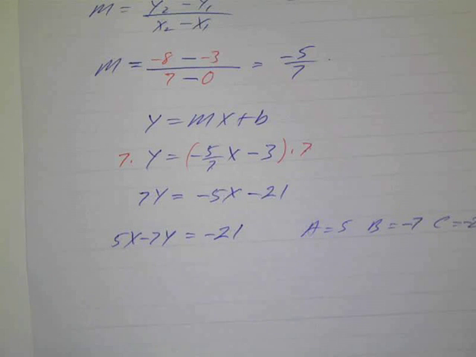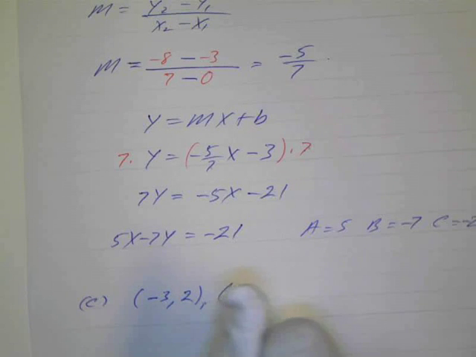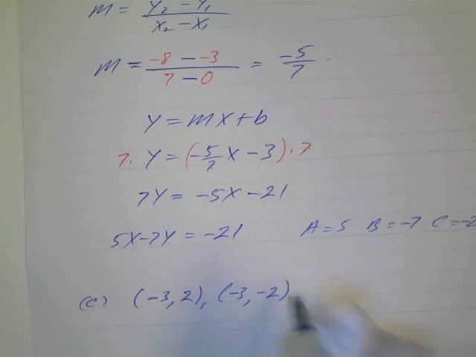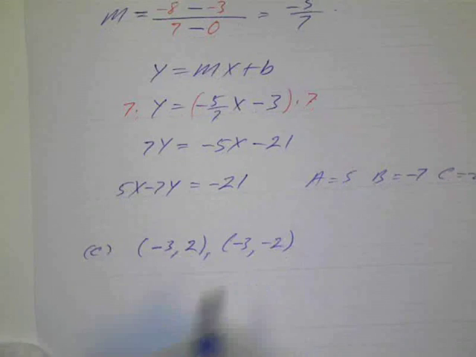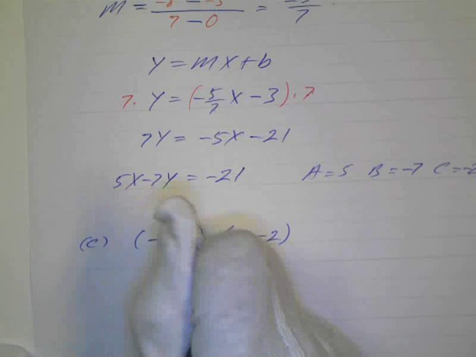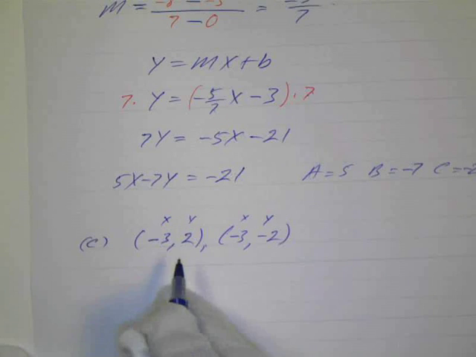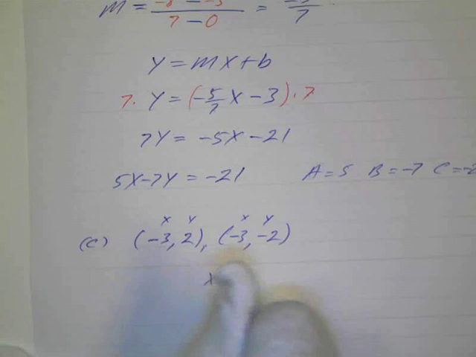And then letter C. You can use a little bit of intuition on this one. I think I already talked about this: (-3, 2) and (-3, -2). These are lines, so if we have two points where the x value is the same, then x is always going to be the same. It's going to be a vertical line, and x is always negative 3. So the equation of that line is just x equals negative 3.